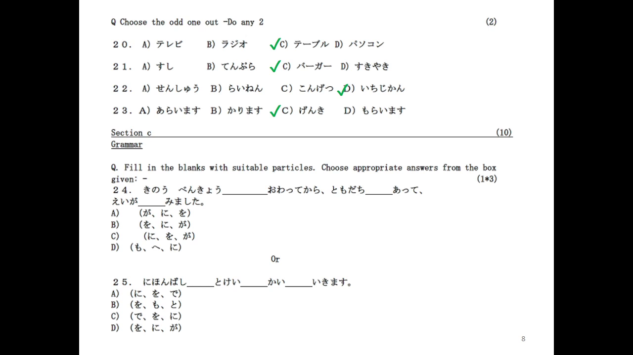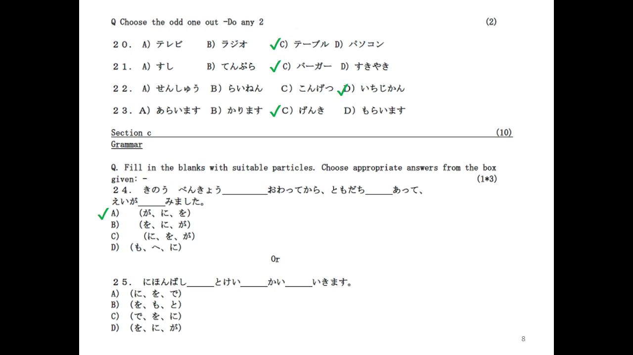Question number 24. Kino benkyou dash owatte kara tomodachi dash atte eiga dash mimashita. Do you remember when to use particle O? Here it is between eiga and mimashita. So the correct answer is option A. Next we will go to 25.